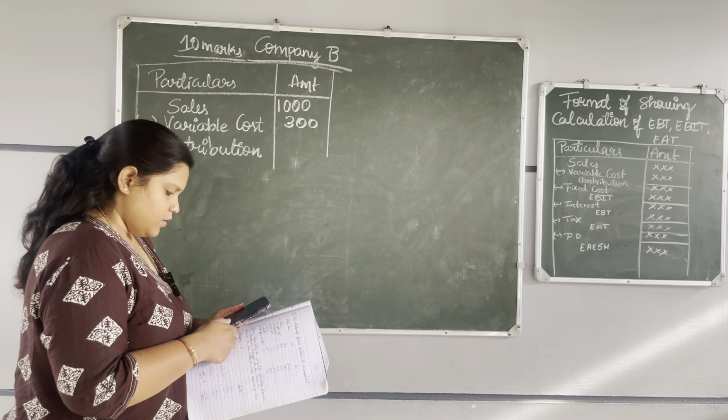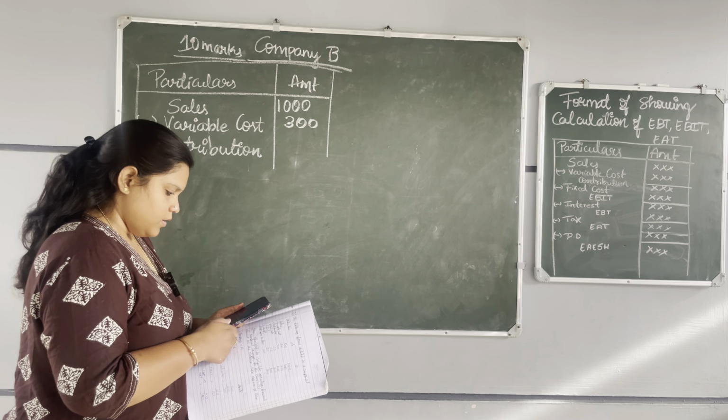Please take a calculator and do the calculation. 700 minus 400, how much are you getting? Yeah, I got 300 here. So from this 300, we have to deduct the interest amount. How much interest have they given? 100. So 300 minus 100 is 200.